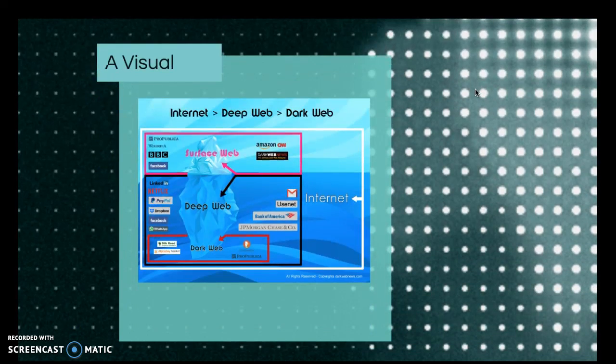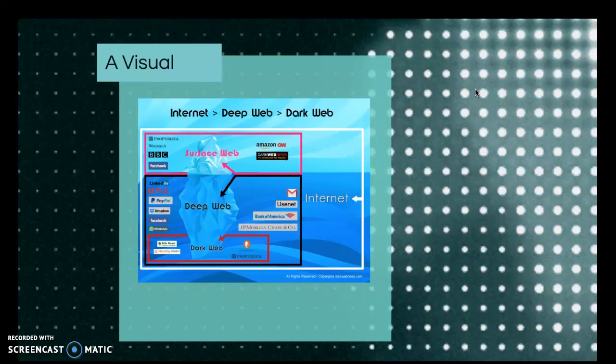So to explain this a little bit easier, I found this visual that I really liked. The top portion where it says the surface web, those are all things that you can find with a quick Google search. They're not very hard to access. And then underneath that, there is the deep web. So like I was talking about, the Bank of America, Netflix. You can still find them, but the information that they have, they don't share with everyone else.